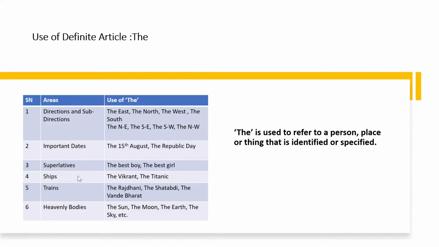Before all the ships, the Vikrant, the Titanic. Before all the trains, the Rajdhani, the Shatabdi, the Vande Bharat. I've given only a few examples over here. Before all the heavenly bodies: the sun, the moon, the earth, the sky. It's clearly written here. The is used to refer to a person, place, or thing that is identified or specified. So keep this table in mind.